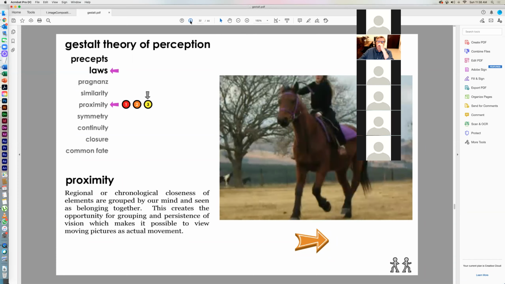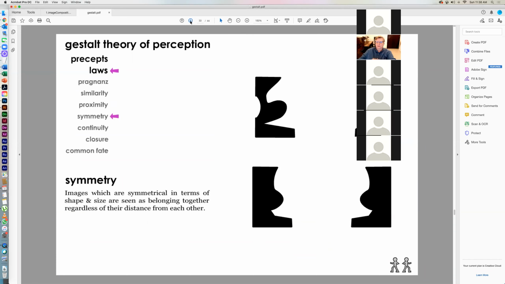So let's also look at symmetry. What I'm trying to show you here is that even if they're not super close together, if two things are symmetrical, in this case it's really more reflexivity, they're reflective of one another, but they are similar.